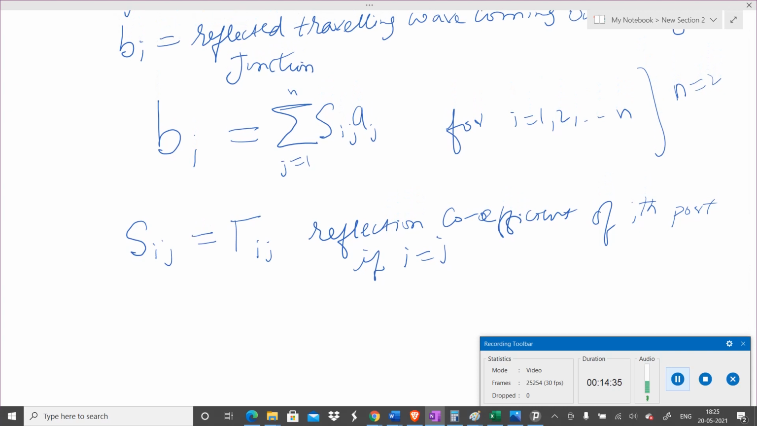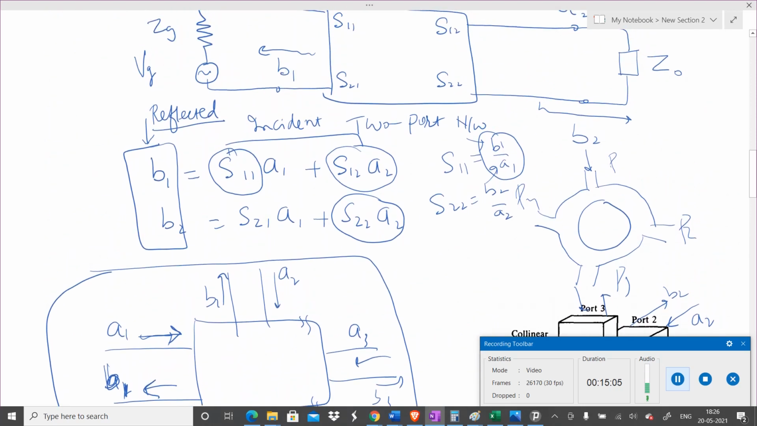So here is a general relationship of the S parameters for an n-port microwave junction. If you are confused, you can put n equal to 2 and you will get back what it is. See this, what is Sij here? Sij is sometimes the reflection coefficient gamma ij. How? Let me come here.